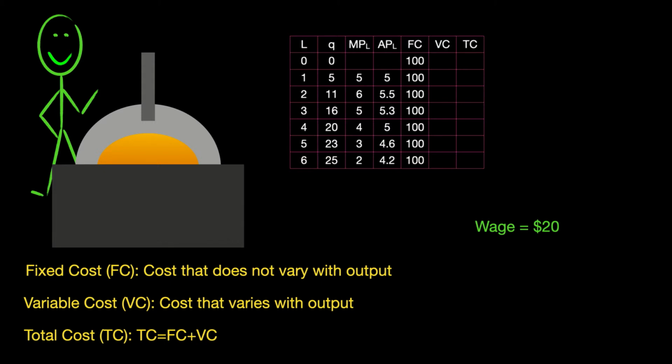Given that the hourly wage rate is $20, what is the variable cost for each level of output? What is total cost? Please fill out the table and then answer the question, what is total cost when 20 pizzas are produced?